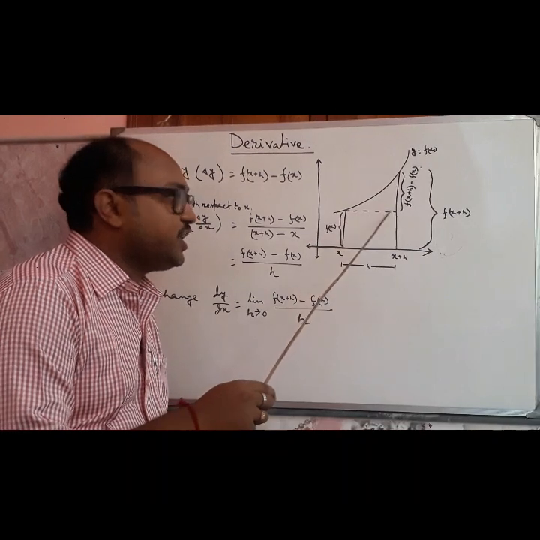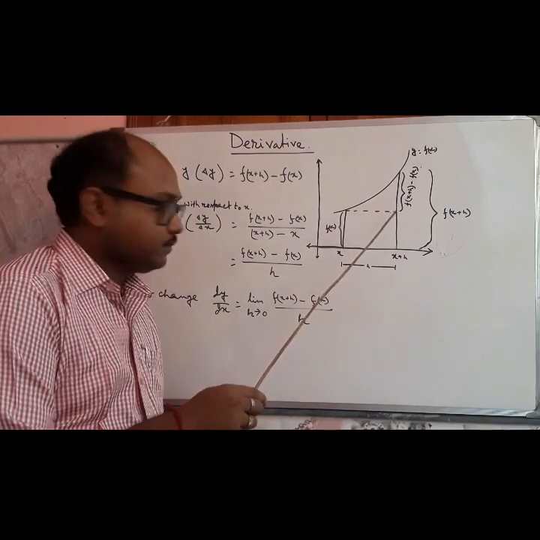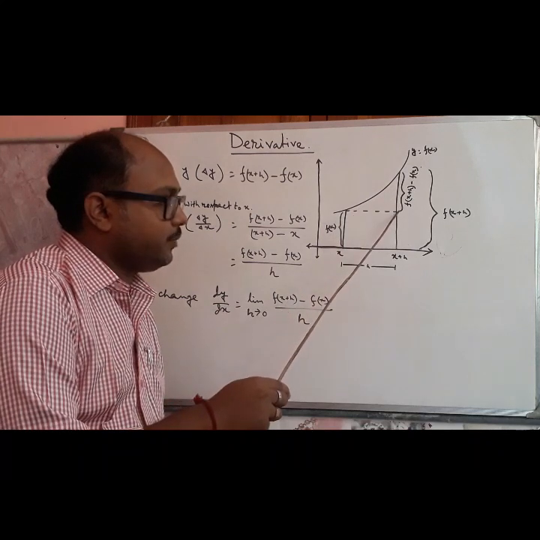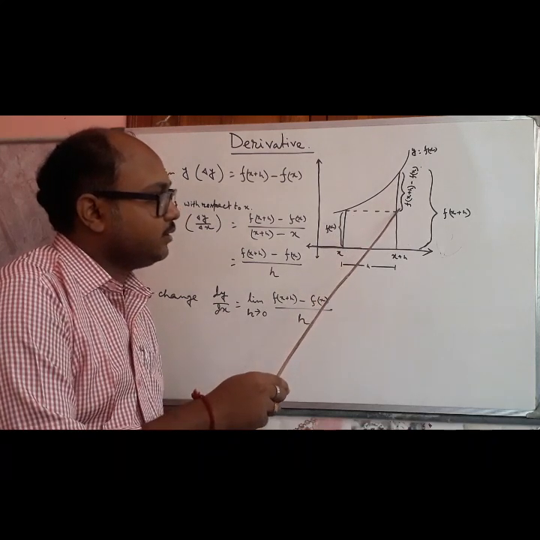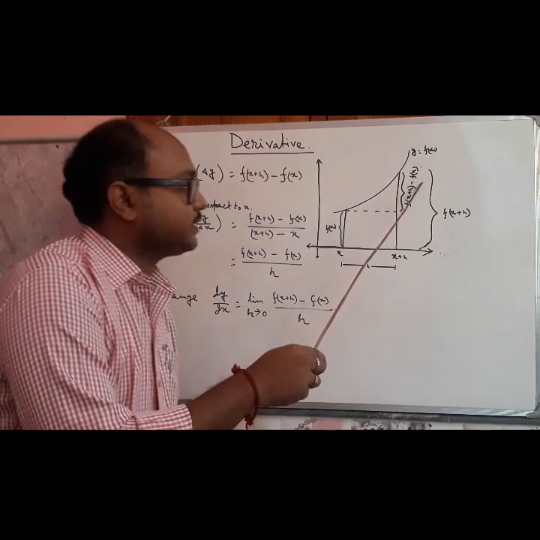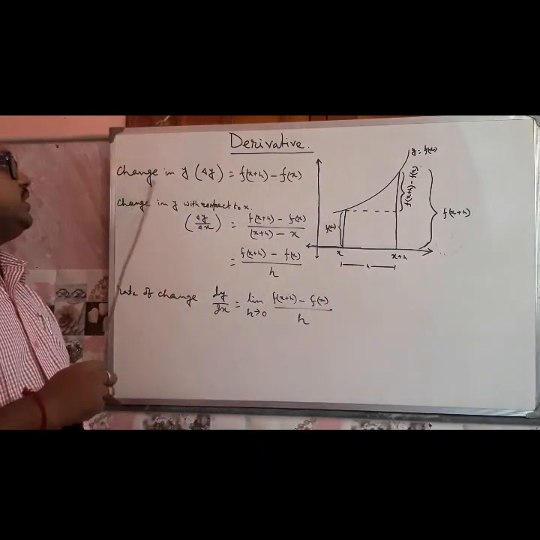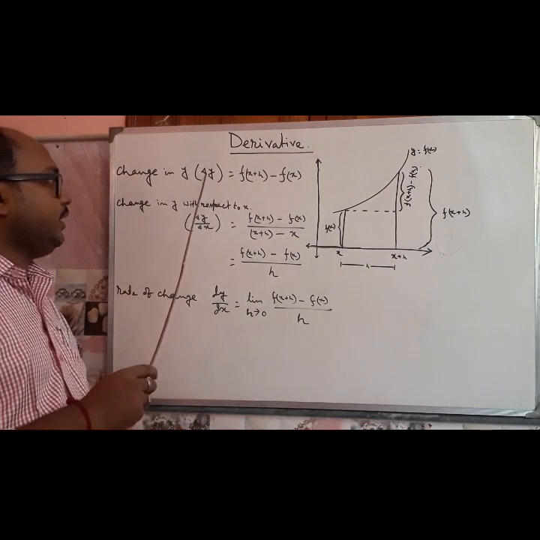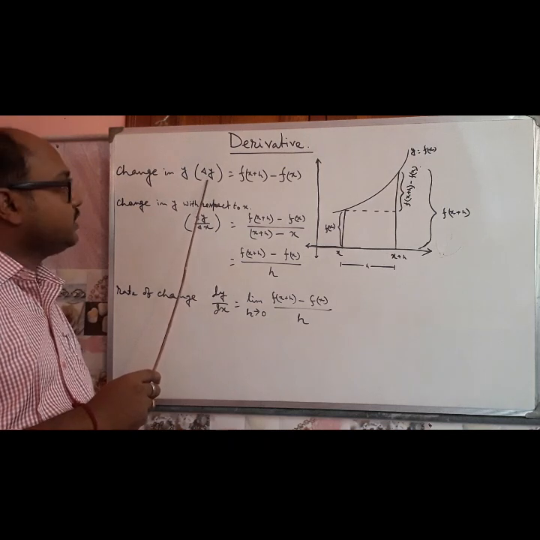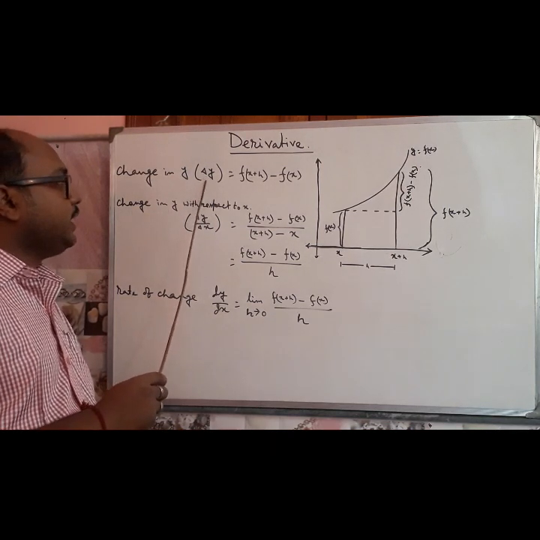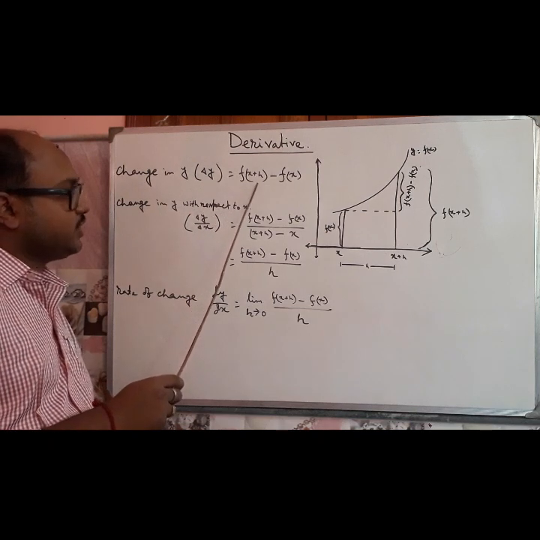Then what is the increment? We draw the perpendicular from here. This is the increment, that is f of x plus h minus f of x. You see, change in y. Change is denoted by this sign. This is delta. Change in y is denoted by delta y, that is f of x plus h minus f of x.